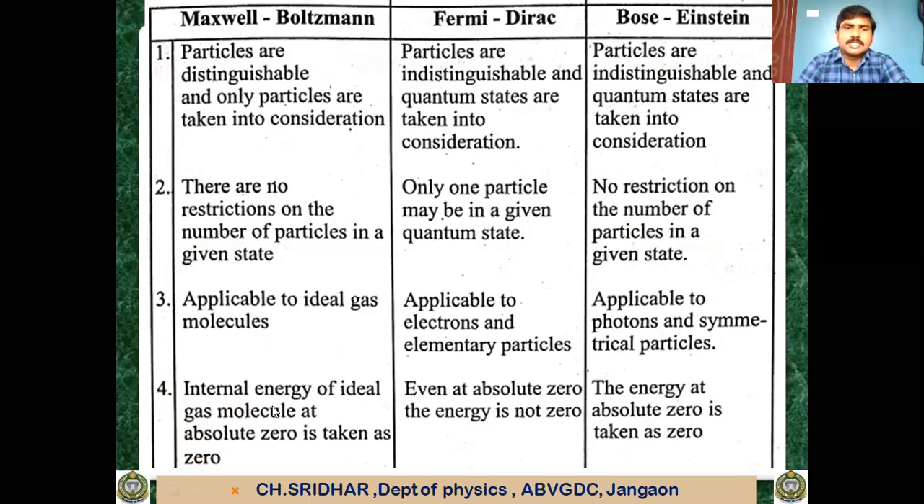As far as the internal energy is concerned, in the case of the Maxwell-Boltzmann distribution, the internal energy of an ideal gas molecule at absolute zero is taken as 0. In the case of Fermi-Dirac, even at absolute zero, the energy is not 0. And the energy at absolute zero is taken to be 0 in the case of Bose-Einstein statistics.